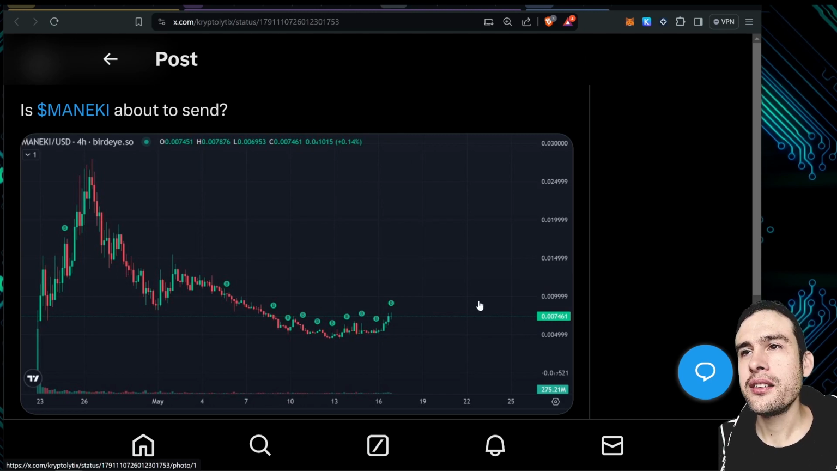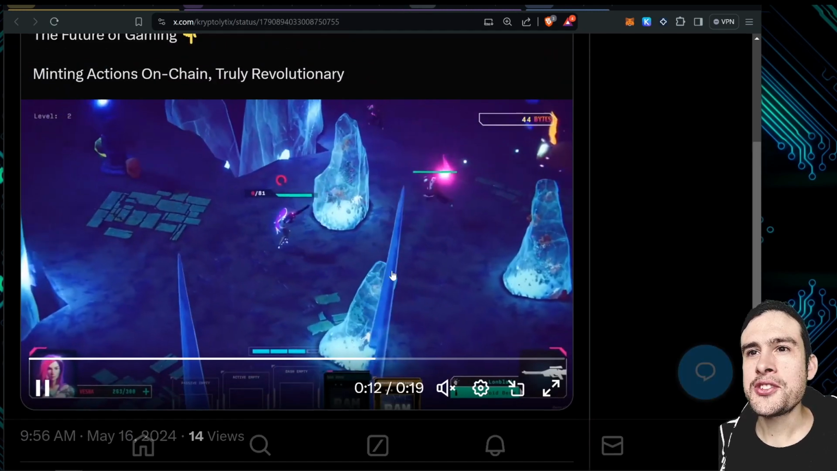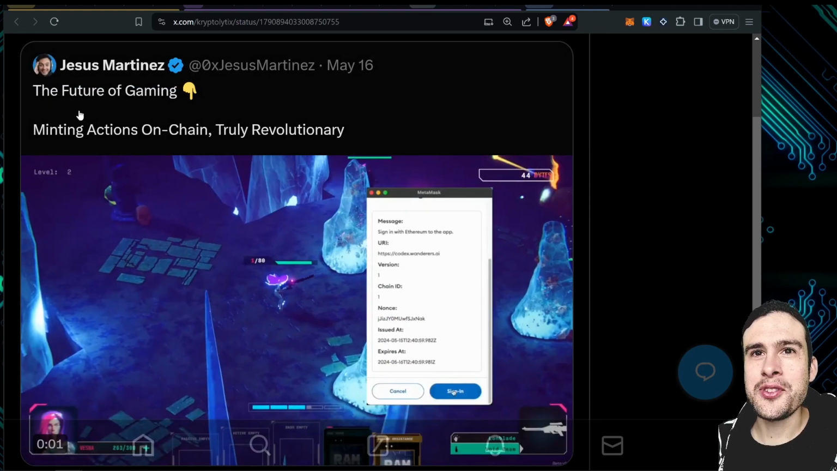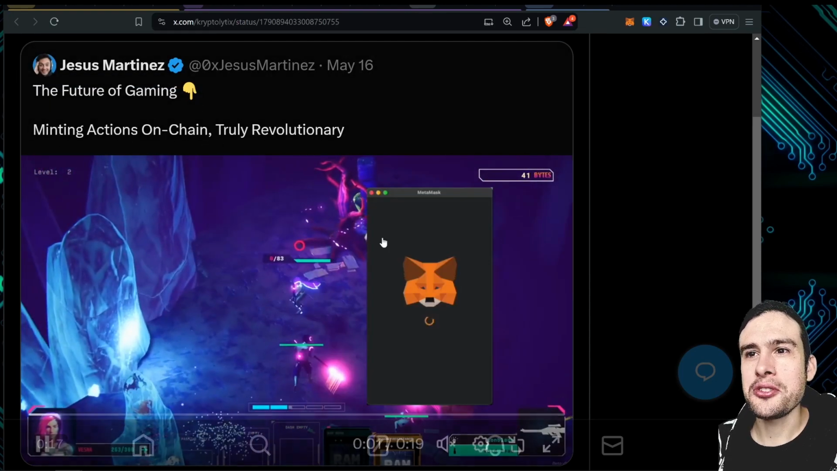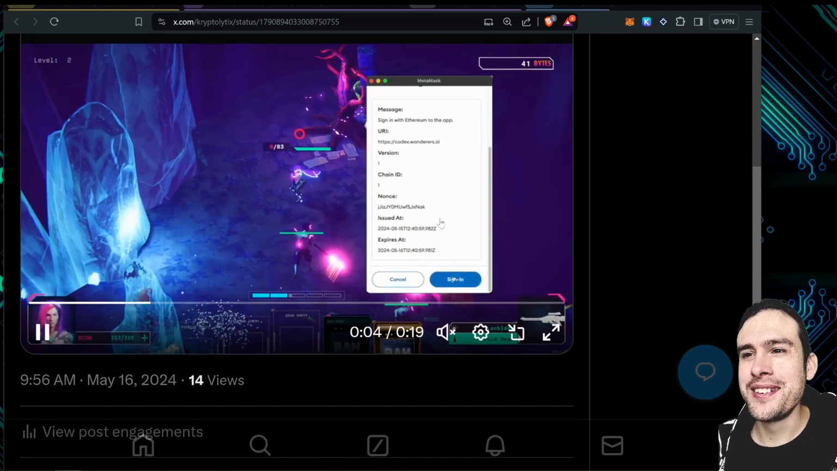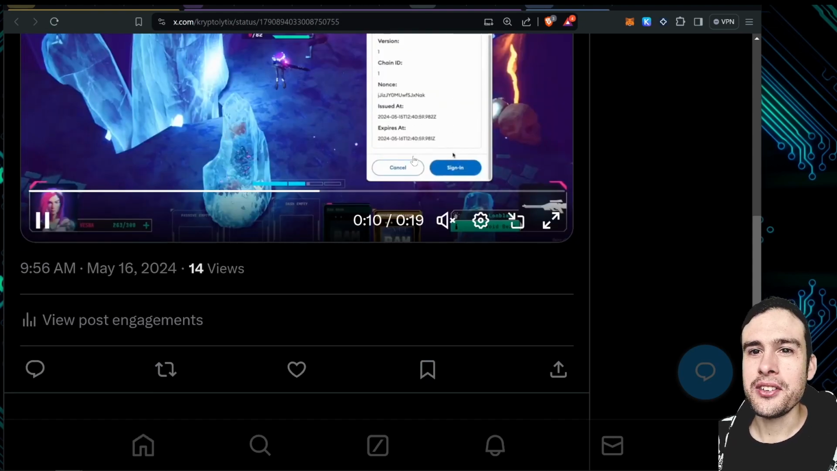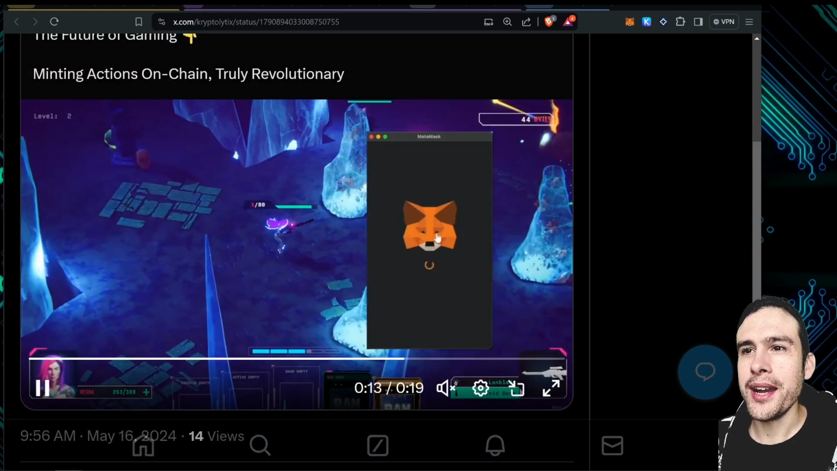Price action is looking all right as far as I'm concerned, and the team is shipping. I saw this now, just a bit about Web3 gaming, which is really funny. I saw this "future of gaming, minting actions on chain, truly revolutionary." Look at this. This looks terrible. I think most games aren't like this. This is just a joke, to be honest. But there's definitely a better way than this, right?